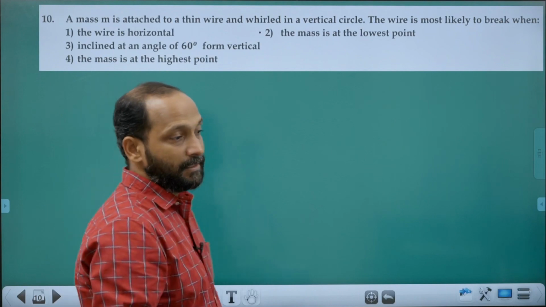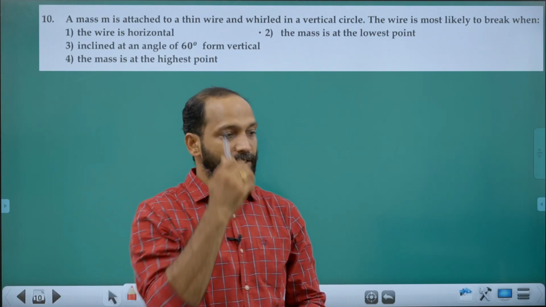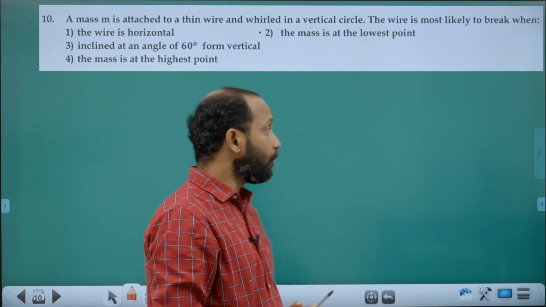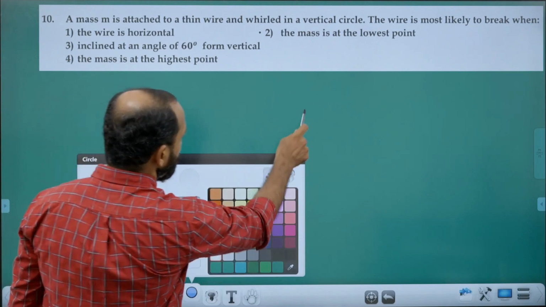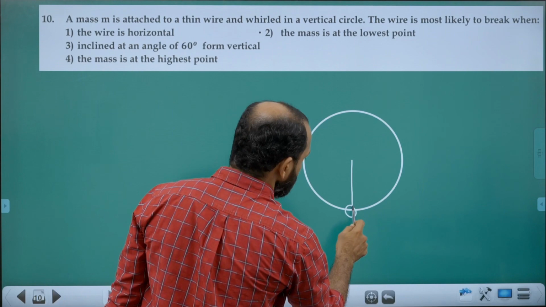Next one. Mass attached to a thin wire and whirled in a vertical circle. The wire is most likely to break when the wire is at the lowest position. Why? Because at the lowest position, it happens to have more tension. What are the forces?